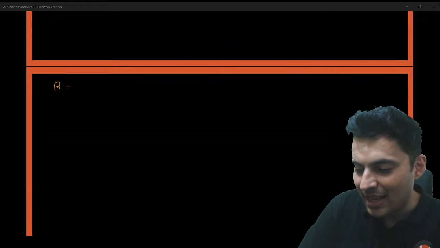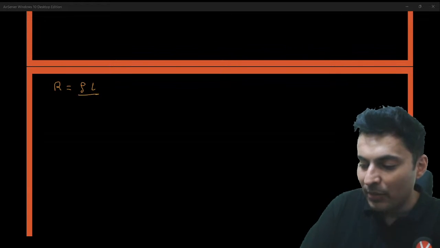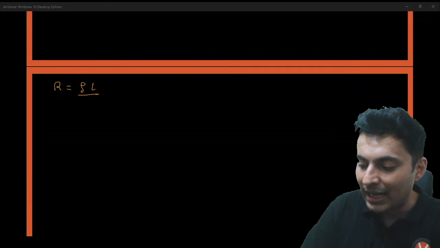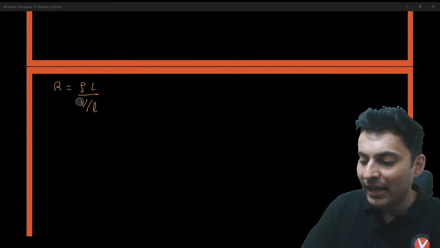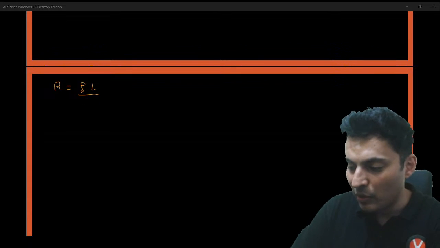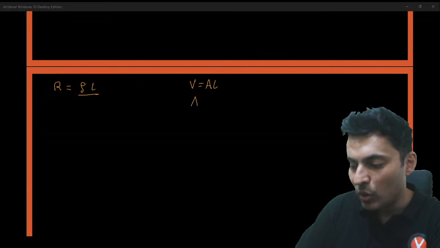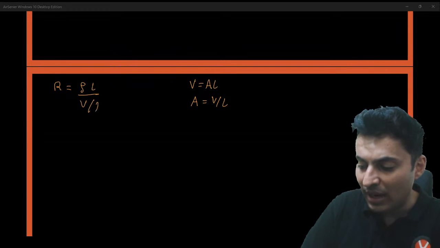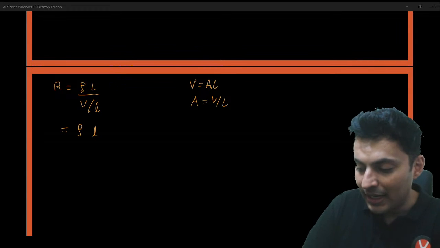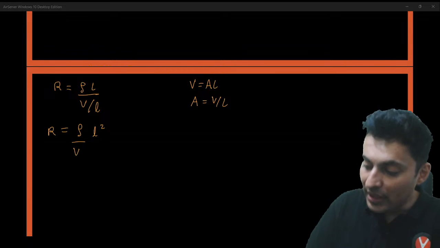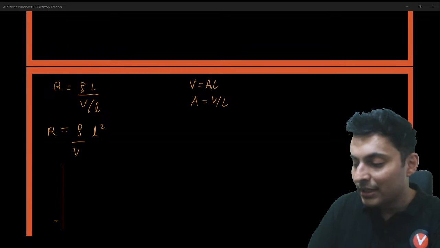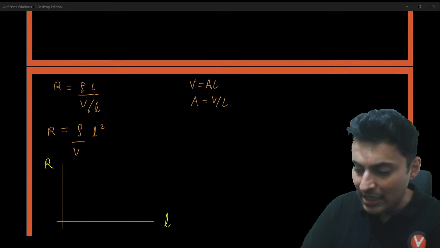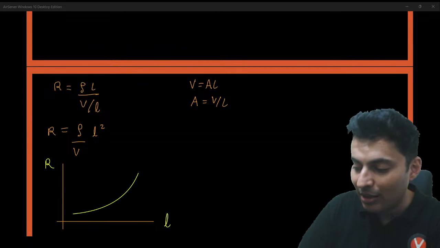So what happens is R will be rho L, but instead of by A, I'll write it as volume by length. Why did I write volume by length? Because I know volume is area into length. So area will be volume by length. So this will become rho L square by V. So now if you see the resistance graph for length, it will be a parabola. It will be a curved line.